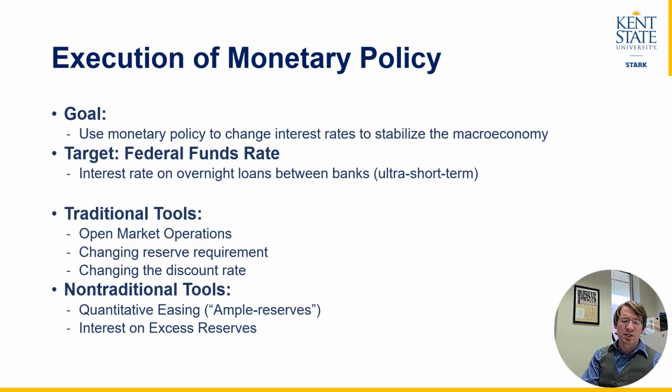Now, the traditional tools that the central bank will use in order to execute monetary policy and carry it out is open market operations, which we'll talk about each of these in turn. Changing the reserve requirement, that's fairly rare, but is something that could technically be used. Changing the discount rate, so that'd be that rate of interest on discount window loans. And then there have been introduced, since the financial crisis in 2008, a couple of non-traditional tools. One we call quantitative easing, or the ample reserve policy. And then often tied with that would be interest on excess reserves. So let's go ahead and take a look at each of these in turn and how they work.